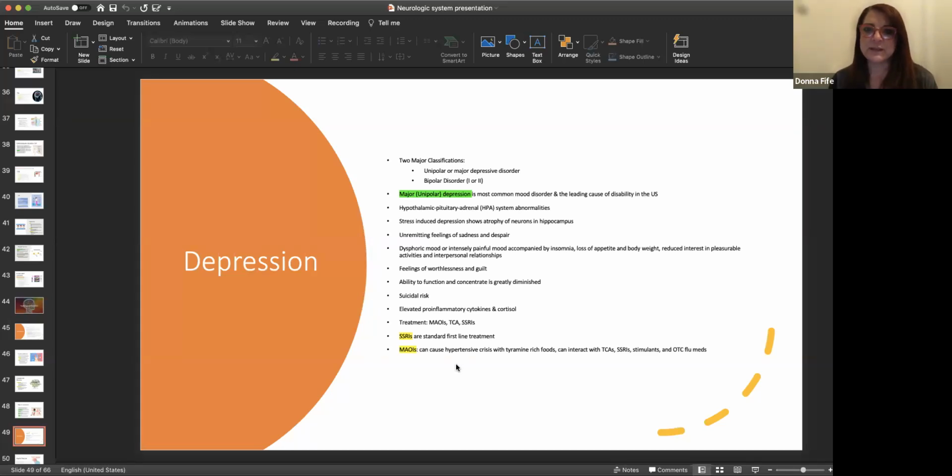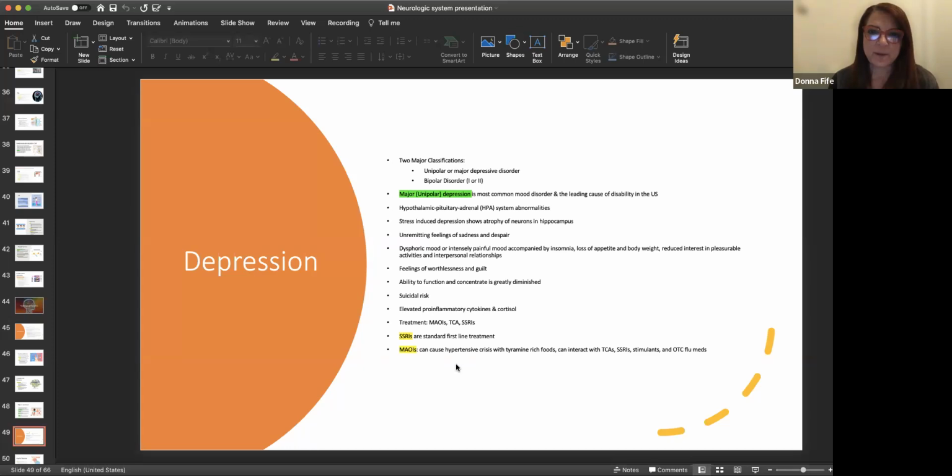Dysphoric mood, or an intensely painful mood, is accompanied by insomnia, loss of appetite, body weight changes, and reduced interest in pleasurable activities and in interpersonal relationships. They may have feelings of worthlessness and may feel guilt. Ability to function and concentrate is greatly diminished. And there is a suicidal risk with patients in depression, and we have to evaluate for that risk. Lab-wise, we might see some elevated pro-inflammatory cytokines and cortisol.